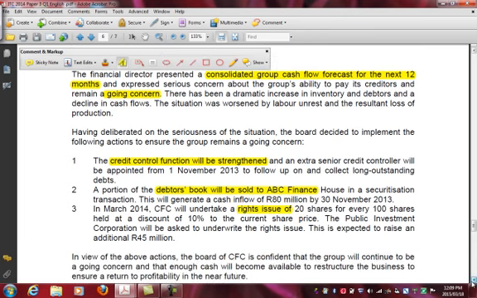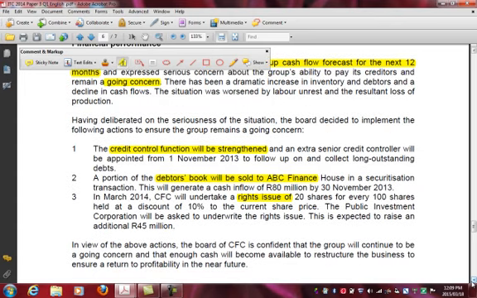From this page, we can tell that we will probably be asked to audit the going concern, to consider whether this company should draw up its financial statements on the going concern basis or not. In view of the above transactions, the board of CFC is confident that the group will continue to be a going concern and that enough cash will become available to restructure the business to ensure a return to profitability in the near future.